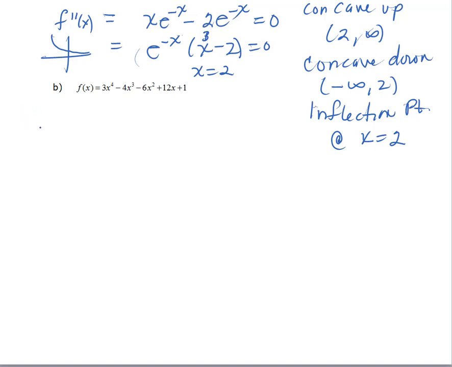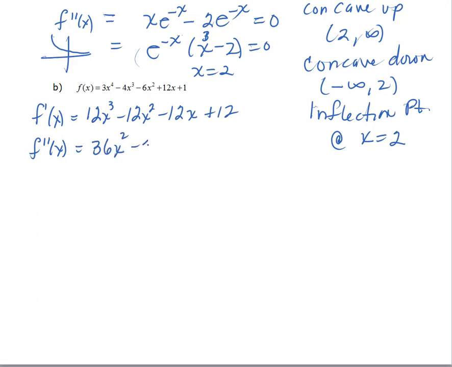I'm going to find my first derivative, f prime of x, is equal to 12x cubed minus 12x squared minus 12x plus 12. My second derivative would be 36x squared minus 24x minus 12, and I want to set that equal to 0.